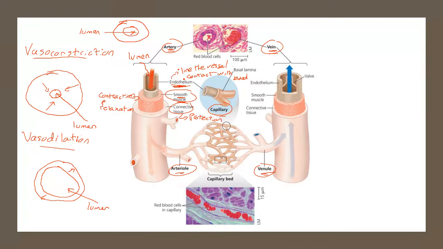By the way, most of this connective tissue is made of collagen. Okay, collagen. That's the main type of connective tissue. Okay, which is basically for protection. Okay, it protects the vessel from rupturing, for example. Okay.